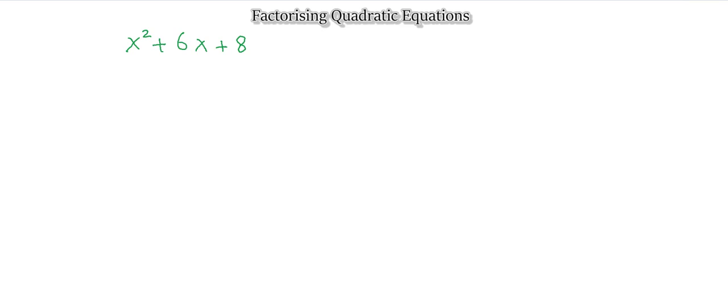In this video, I'll be showing you how to factorize a quadratic equation. Now, we already know how to do the normal factorization of an easy equation. So how do we exactly do it with a quadratic equation that looks like this? Now, we can see that it has three terms: x squared, 6x, and 8.